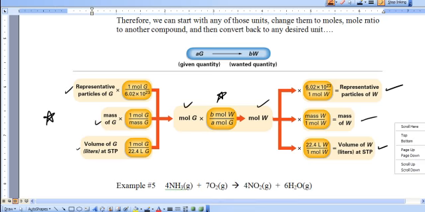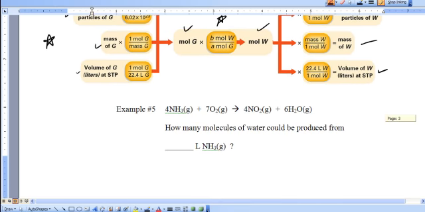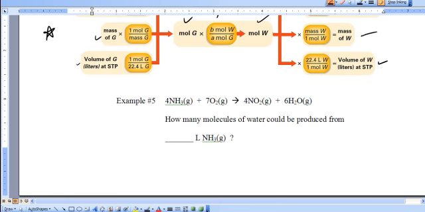Alright, so let's go ahead and try an example problem here. It says, in this we have the combustion of ammonia to produce NO2 and water. And the question is, how many molecules of water could be produced from 2 liters, let's go ahead and fill that in, 2 liters of ammonia. Of course, everything that we're doing right now is at STP. That goes without saying for right now.